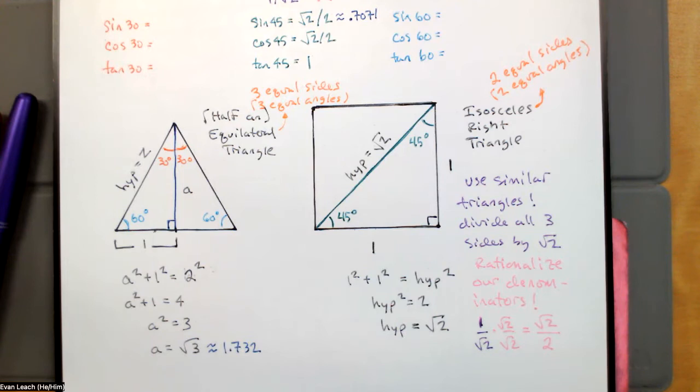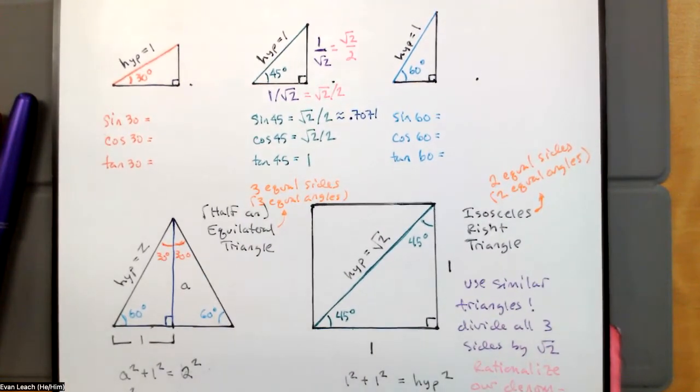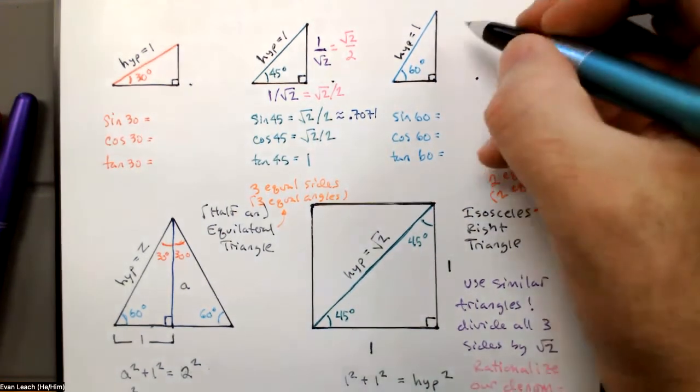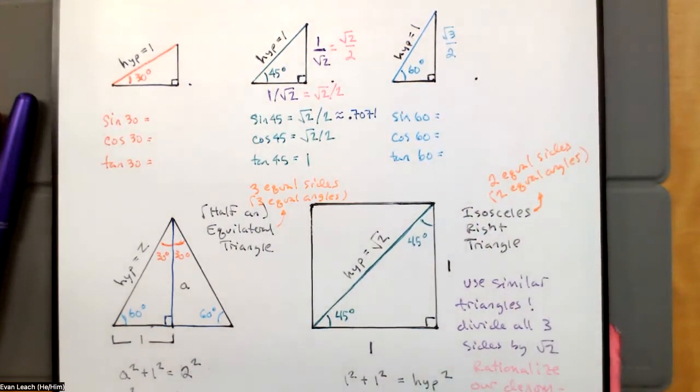But the triangle that we have up at the top has a hypotenuse of 1. And right now, my side opposite is the square root of 3. So if I want to cut the hypotenuse down from 2 to 1, I need to divide everything by 2. So my side opposite the 60 is going to be square root of 3 over 2. The side opposite the 30 is going to be 1/2.